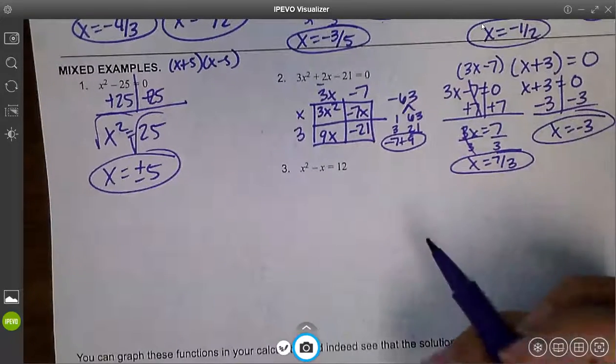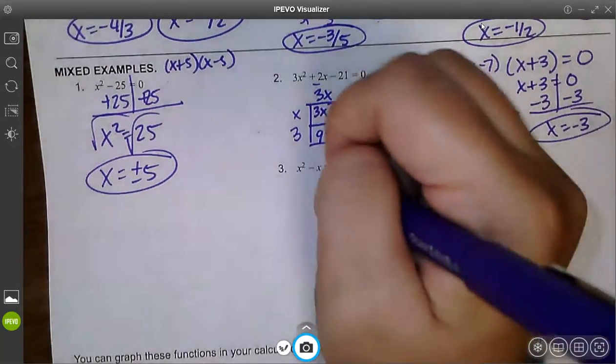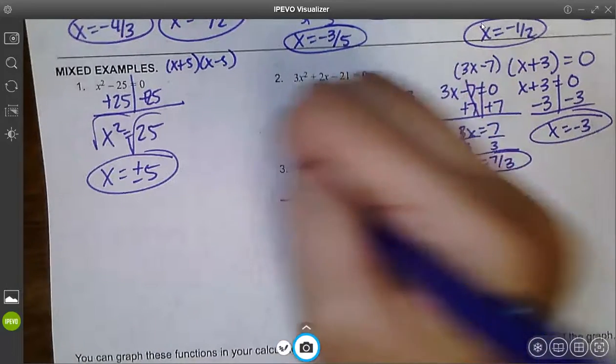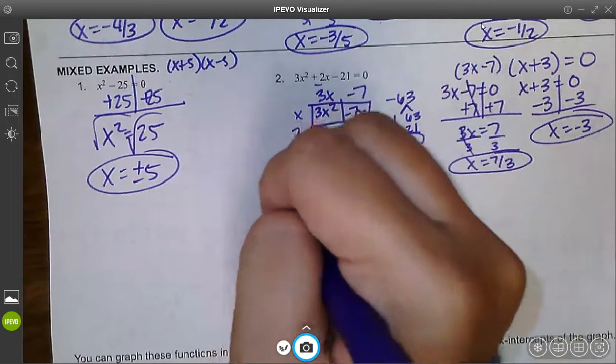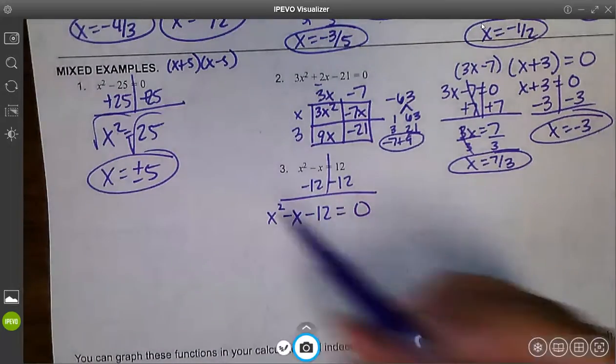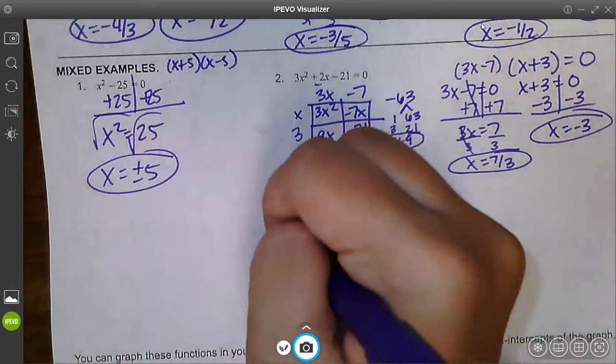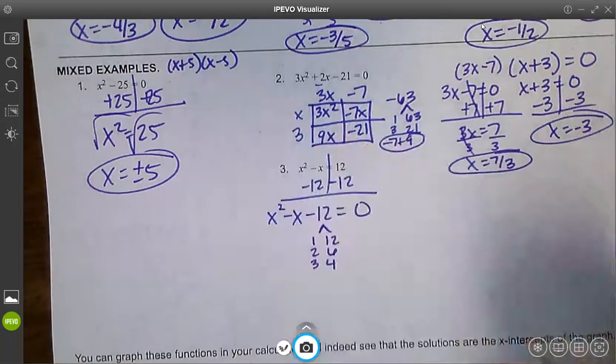And the last one, x squared minus x equals 12. I'm going to set it equal to 0. Subtract 12 from both sides. So I have x squared minus x minus 12 equals 0. This one I'm going to factor. We have a equals 1, so I can just list my factors of c. 1 and 12, 2 and 6, 3 and 4.